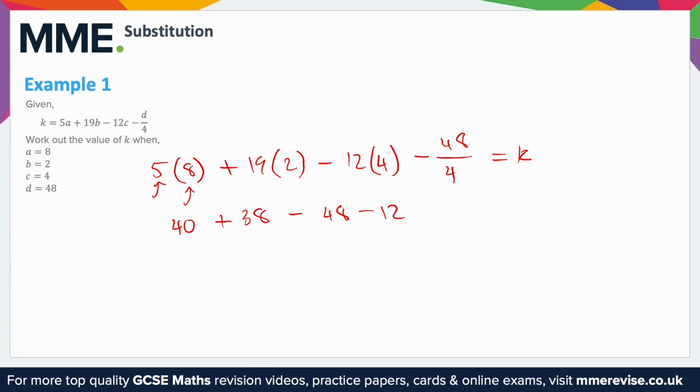So now we've just got a series of additions and subtractions. So 40 plus 38 is going to be 78. Take away 48 brings us back down to 30. Take away 12 is going to leave us with 18. So the value of k when a is 8, b is 2, c is 4, and d is 48 is 18.